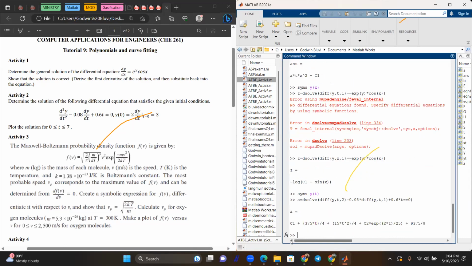Enter. So this is the answer without the initial conditions. You can see this is the answer for E. Now let's add the initial conditions and solve. Control C.